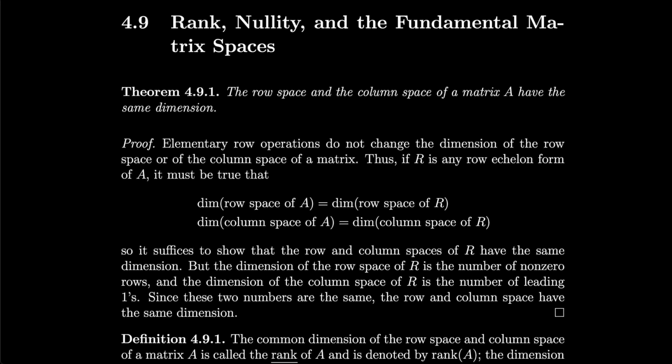Section 4.9, Rank, Nullity, and the Fundamental Matrix Spaces. Let's start by proving that the row space and the column space of a matrix A have the same dimension.